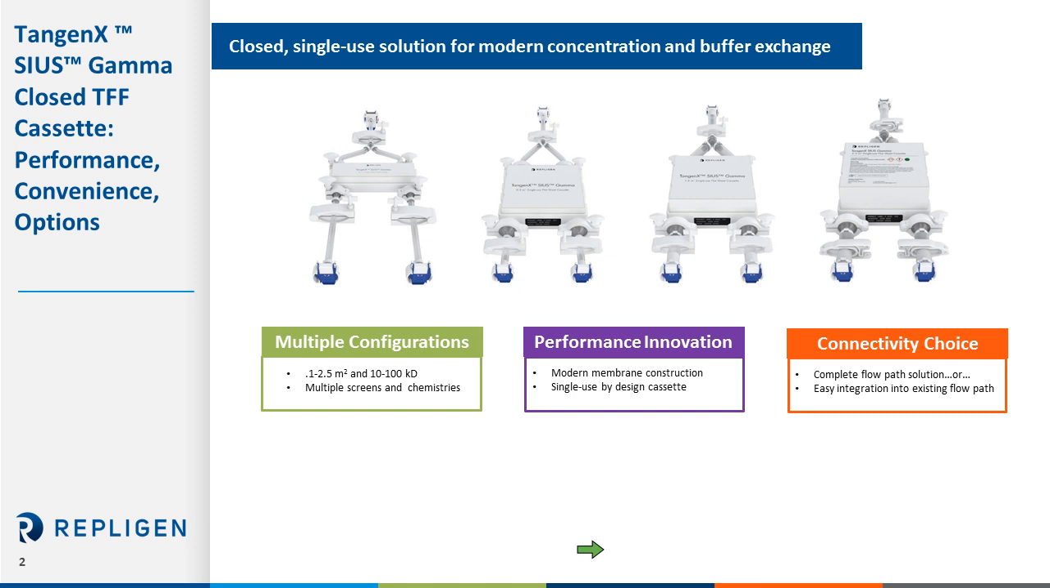CS Gamma is available in a range of membrane surface areas from 0.1 meters squared to 2.5 meters squared, and pore sizes from 10 kilodaltons through 100 kilodaltons. Also available with multiple screens and membrane chemistries, all of which provide tools needed for a wide range of applications. Inside the Gamma CS device, we'll take a look at innovations on both the membrane and cassette level that generate its high flux and high product recovery performance in TFF applications. Lastly, CS Gamma is a connection-friendly device and gives you choice, either with a complete flow path as a complete solution or using the genderless aseptic connectors to integrate with existing TFF flow path.